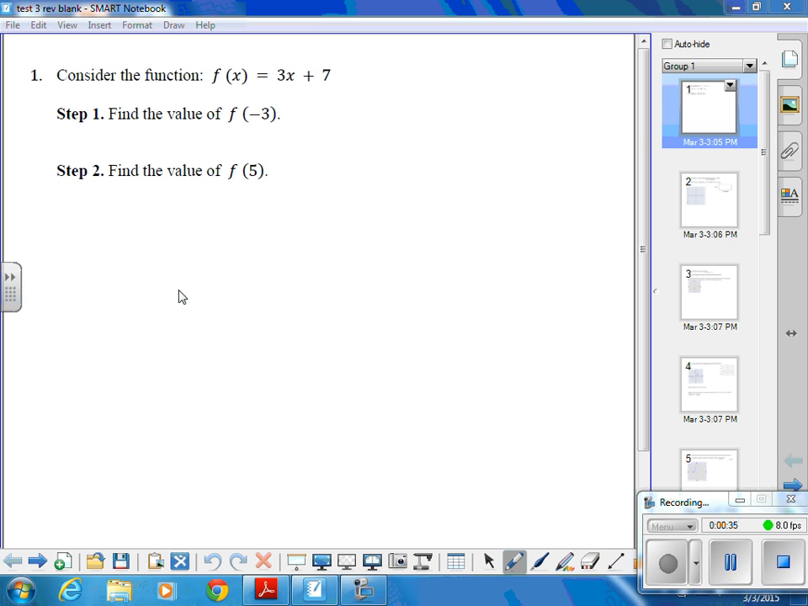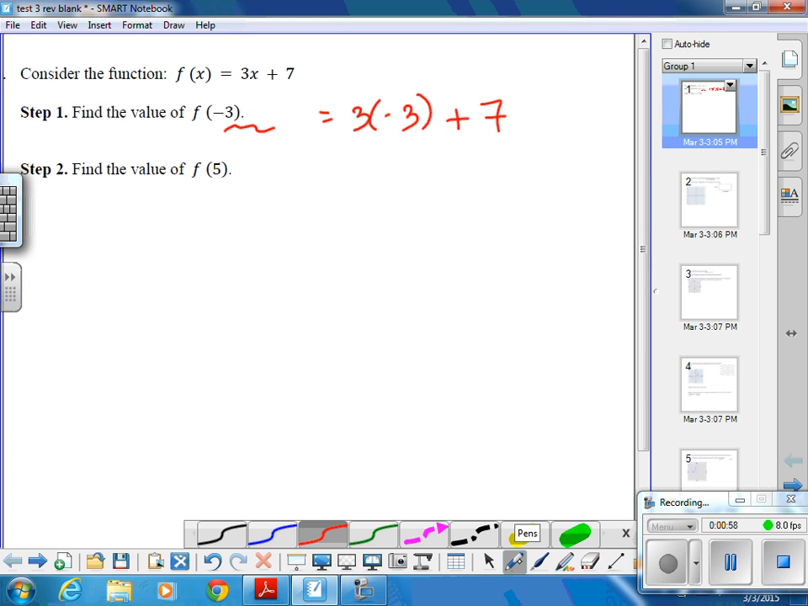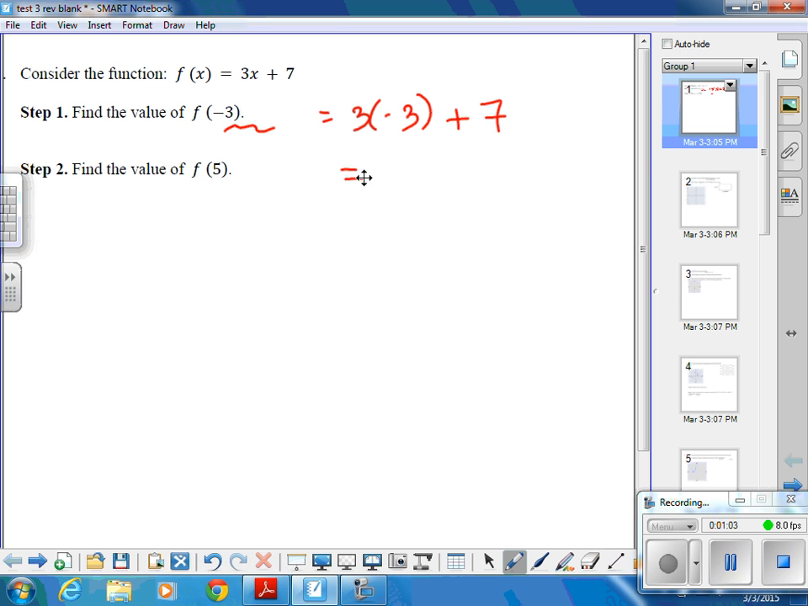I'll make these first couple really easy. First one says, find the value of f of -3. The only thing this means is to plug in -3 anytime you see x. So what do I mean? That means 3 times -3 plus 7. That's exactly what I'm doing in this problem. So from here, I get 3 times -3 is -9, plus 7. That ends up being -2. So that's the first one, okay?